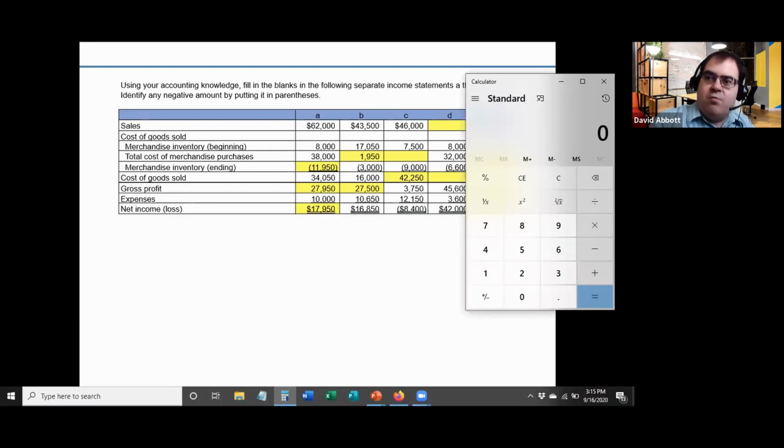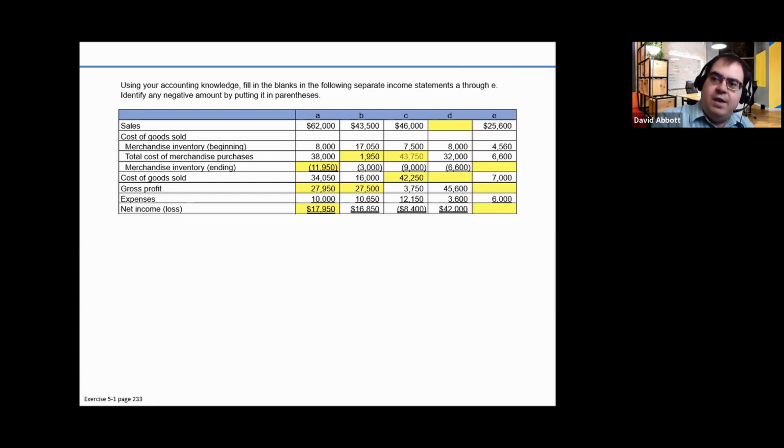Let's look at C. So on this one, what you have to figure out first is the cost of goods sold. And in order to do that, you take their sales and then minus their gross profit, so you come out that they sold 42,250. So then if you take that plus the 9,000 minus the 7,500, that comes up that they had total merchandise purchases of 43,750.